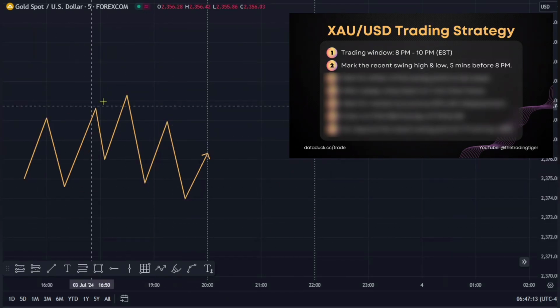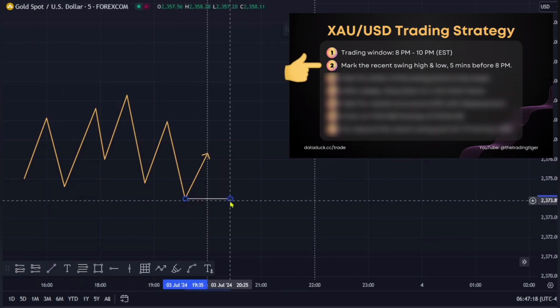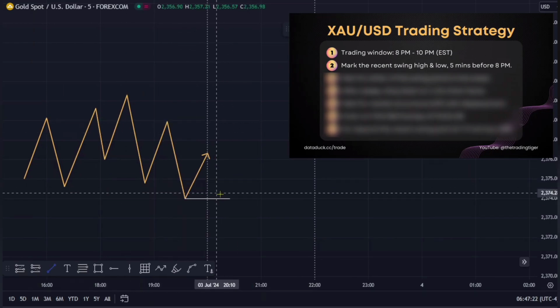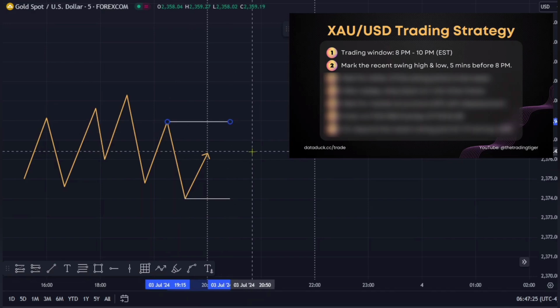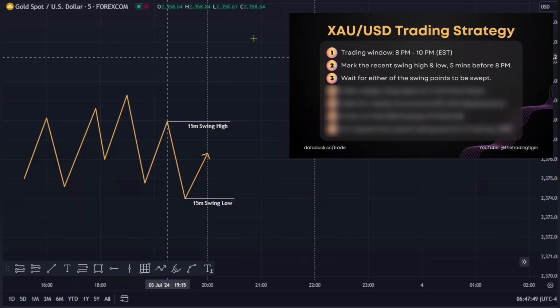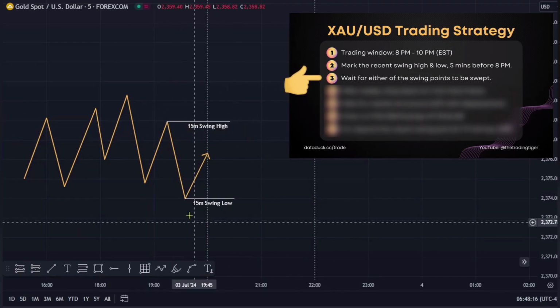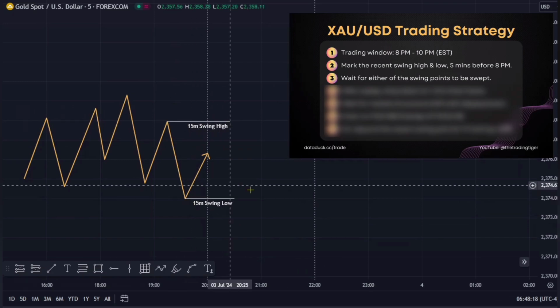First of all, we have to come to our charts 3 to 5 minutes before 8 p.m., and on a 15-minute time frame, we have to mark the recent swing high and recent swing low. Remember, it is 8 p.m., not 8 a.m. After the 8 p.m. opening, we have to wait for either that swing high or swing low to be taken out. This is also where the Asian session starts, so volatility will be injected into the market.